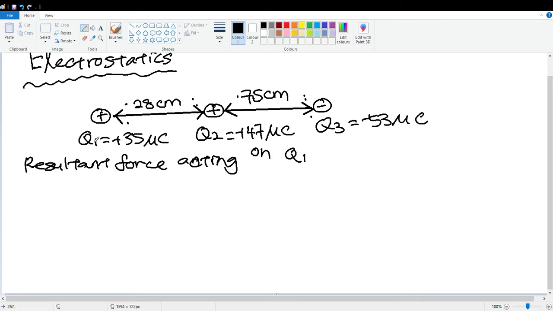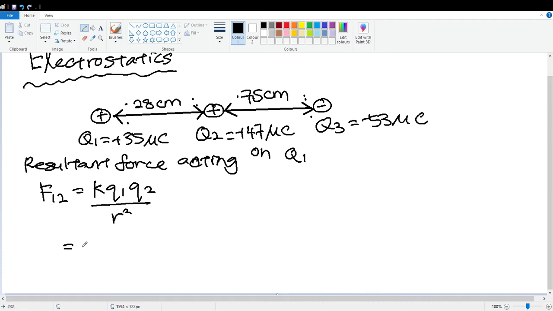This is Q1, and this is Q2 and Q3. Basically there are two charges interacting with Q1, which means there are two forces acting on Q1. Let's find the first force, which is the force between Q1 and Q2. I denote this as F12. F12 is equal to K Q1 Q2 divided by R squared.